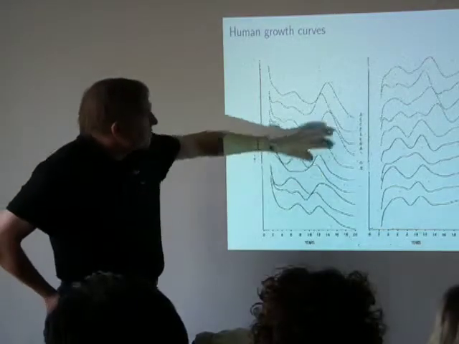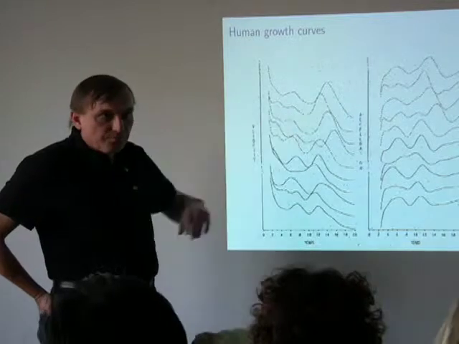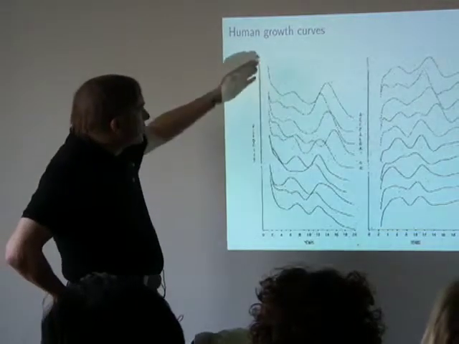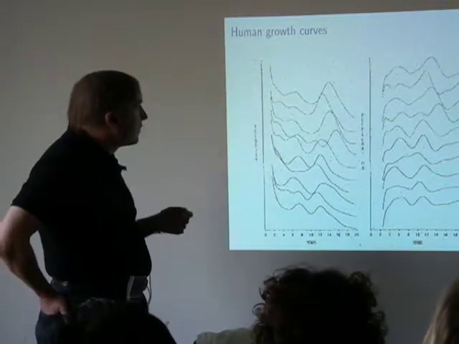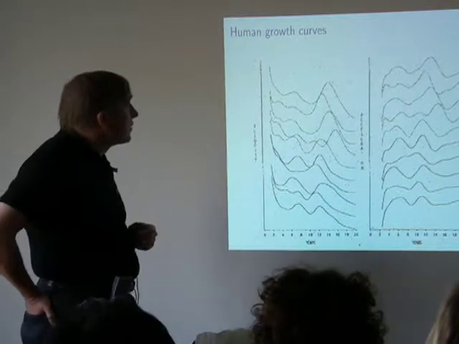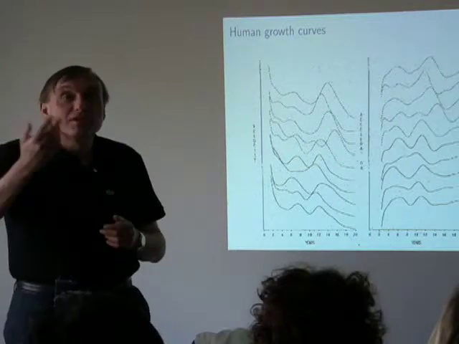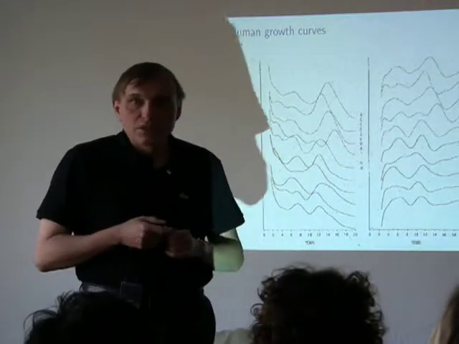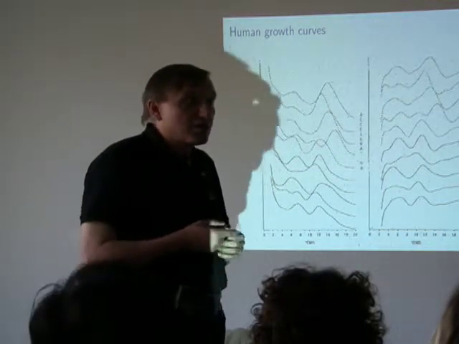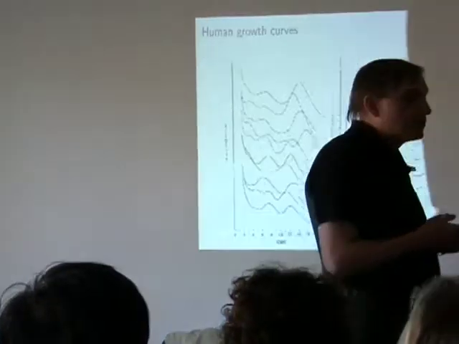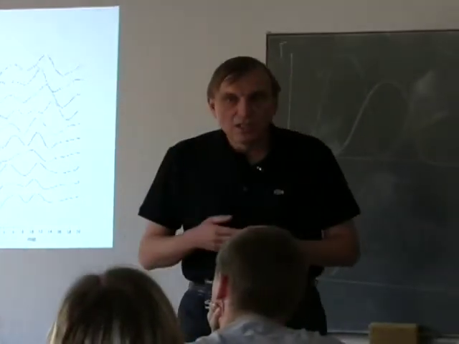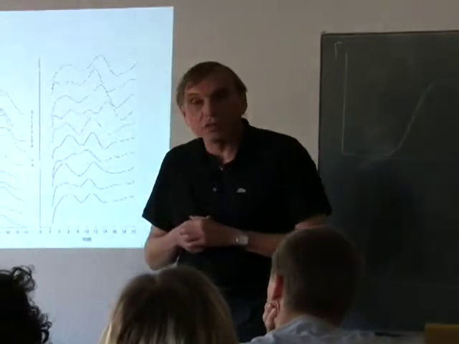So these are girls, these are boys. And what you see, the typical structure of the growth velocity curves, is that growth velocity drops off after birth. So you grow rapidly just after birth. Everybody who's ever had a child knows that. In the first year you grow rapidly, and then the growth velocity goes down.